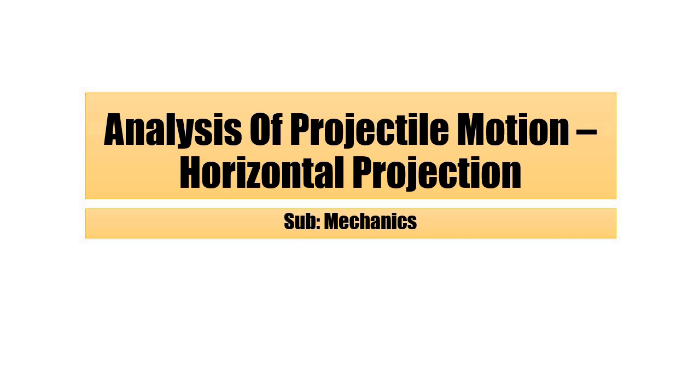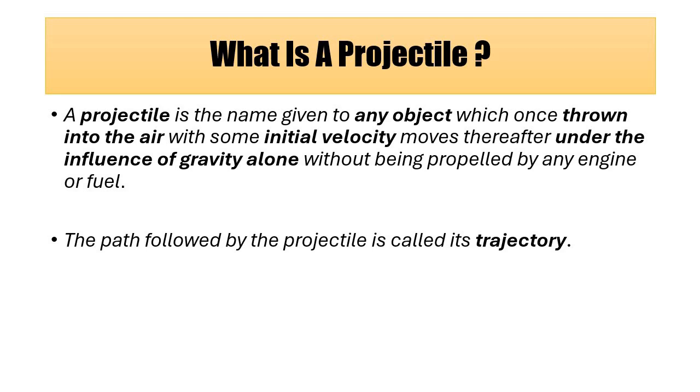Before discussing projectile with horizontal projection, we'll quickly review some of the basic introductory concepts so that we are clear on what things we need to take care of while analyzing this. So what is a projectile or projectile motion? It is any object which is thrown into the air with some initial velocity and thereafter it moves only under the influence of gravity. It does not have anything else to support its motion, whether it's any engine or fuel or anything like that. And the path followed by the projectile is called the trajectory.